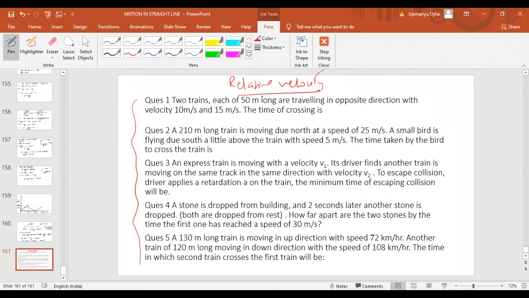And this week you have the weekly test of kinematics 1D. So I have explained to you all the problems, relative velocity, graph, everything I have explained to you.